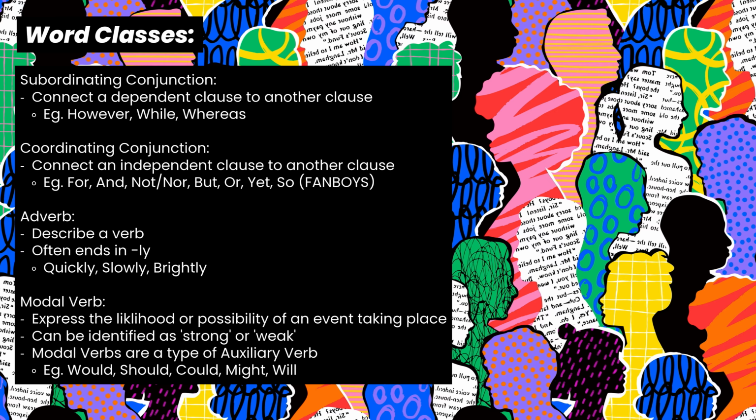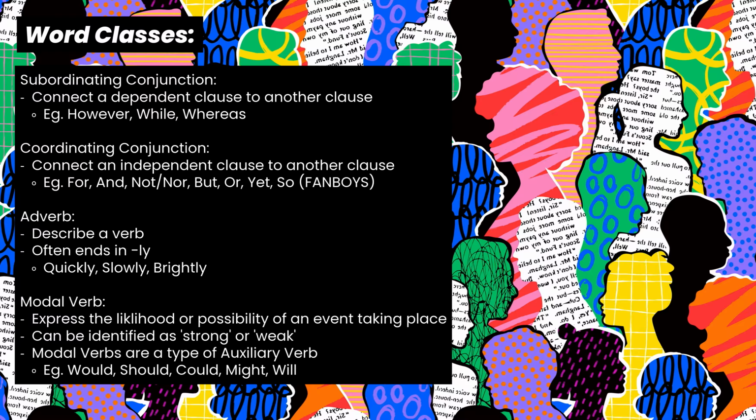Then we have adverbs. Now, adverbs describe a verb and they often end in ly. So we have adverbs like quickly, slowly, brightly, and we can use these in sentences to help modify our verb, to tell us more about how this specific verb is being done.